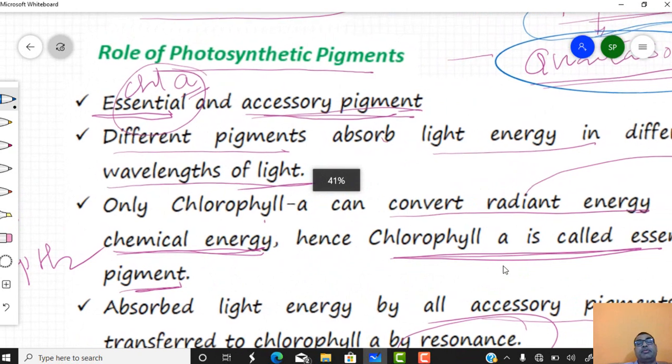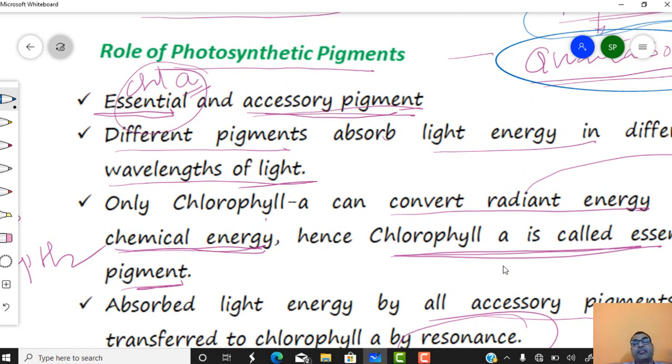There are different kinds of pigment, as we saw in the last video. It may be chlorophyll A, B, C, D, E. It may be carotenoid pigment, either in the form of carotene or xanthophyll, or it may be phycobilin pigment. So there are two kinds of pigment. The first one is the essential pigment and the other one is the accessory pigment.